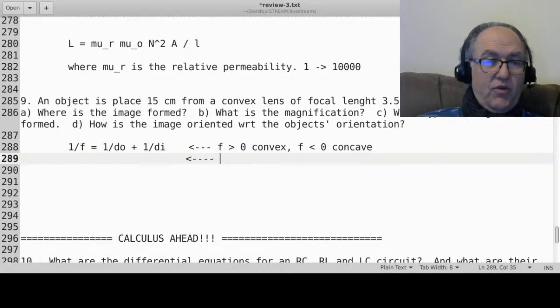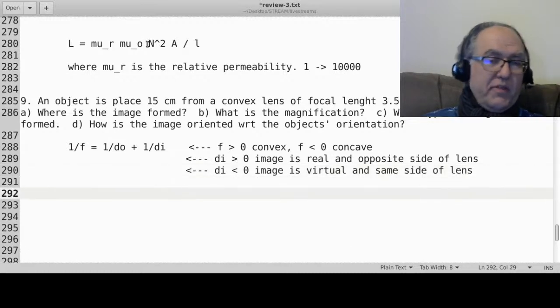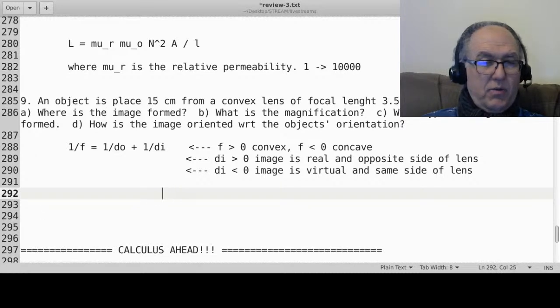And the other tricky thing about that equation is that DO is always positive just by convention, but DI is positive if the image is real and on the opposite side of the lens compared to the object. The other possibility is DI is negative, and in that case the image is virtual and on the same side of the lens as the object. I don't know if it's tricky or not, but just keep that in mind. Some of these numbers when you plug in might have to be negative.